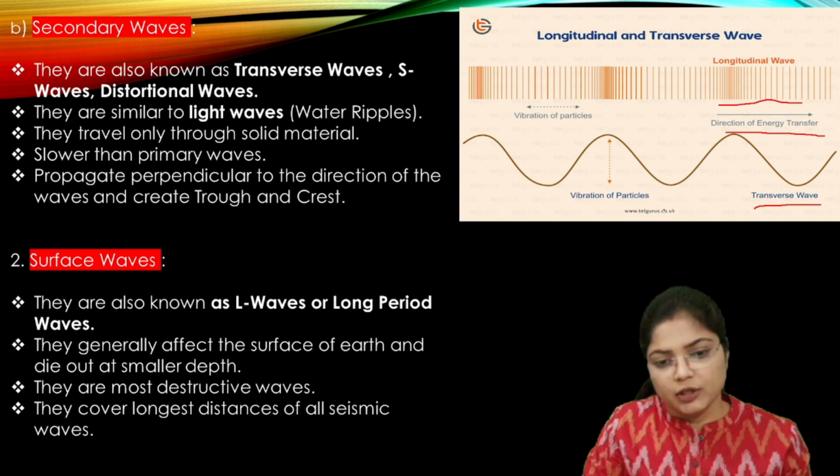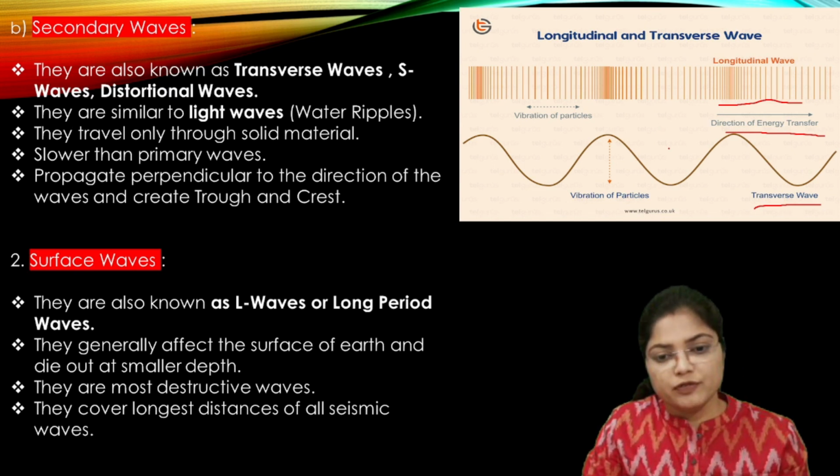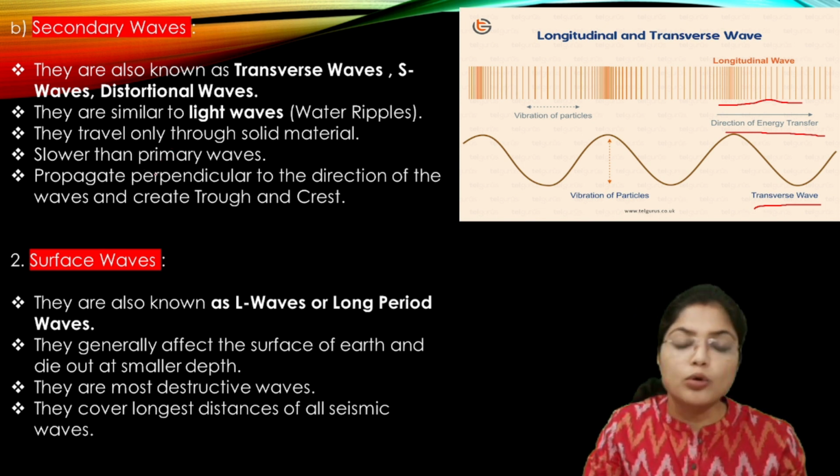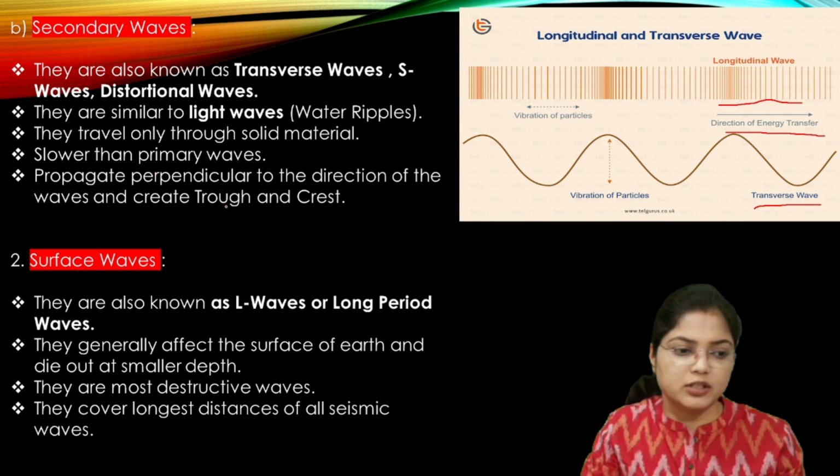And one more thing, the most important: S waves travel only in solid material and not in any liquid or gas material. It is slower than the primary waves. They propagate perpendicular to the direction of the waves and create trough and crest.